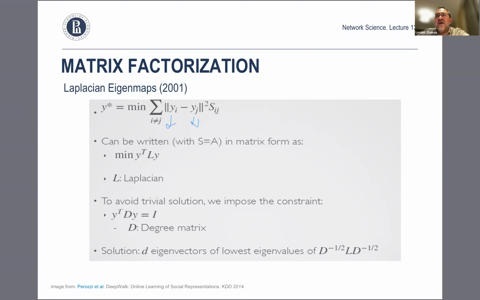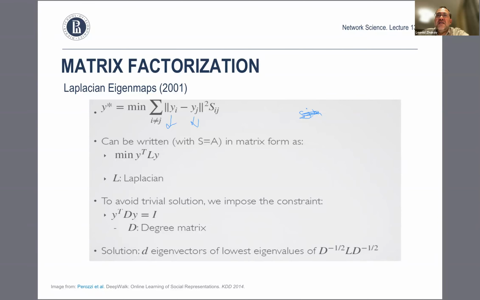And the idea is the following. We want to make sure that those nodes that are similar, and similarity can mean lots of things, but for example, similarity can mean direct connections, right? So those nodes that are directly connected are also embedded close by in the embedding space. So close by, if those are vectors, y_i and y_j are the vector embeddings for node i and node j.